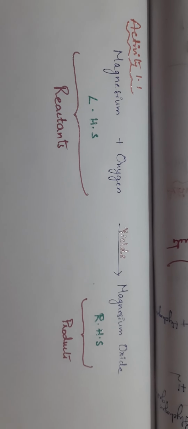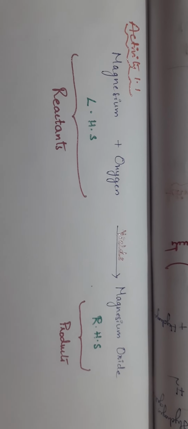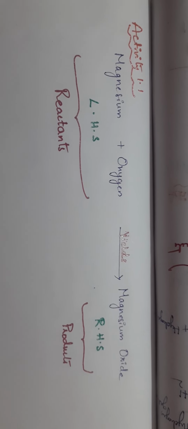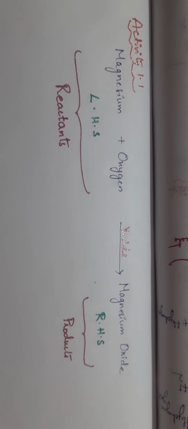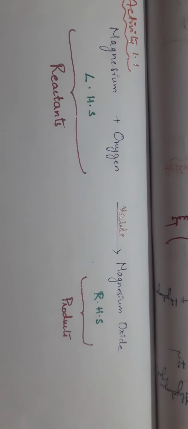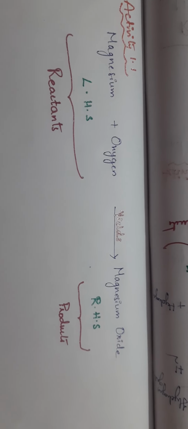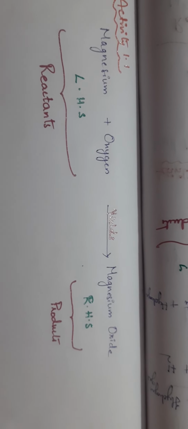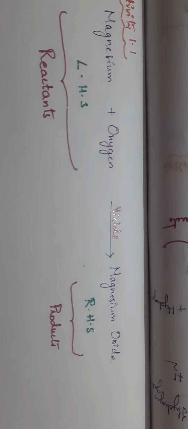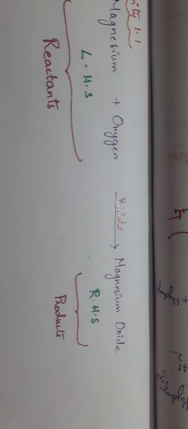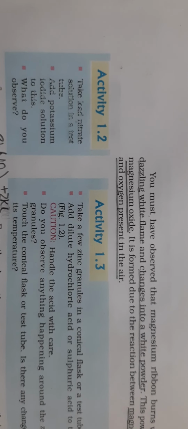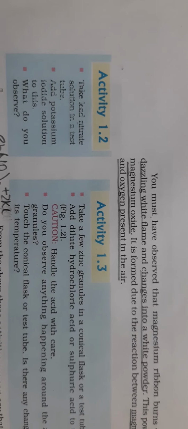So two elements react, which we call reactants. They are separated by a plus sign and are written on left hand side, and there is an arrow between reactants and products. The arrow shows the direction of the reaction, and that shows what the reactants have yielded. And in this case, magnesium and oxygen give or yield or produce magnesium oxide, which is a product. Now today let's look into activity 1.2.